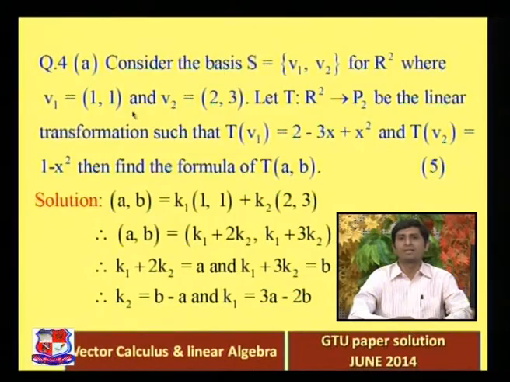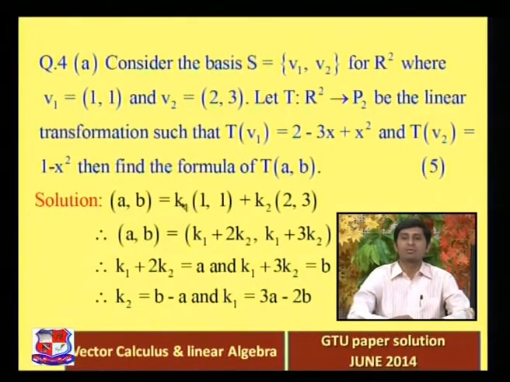Now you can see V1 and V2 are basis vectors for R2. That means what? By the definition of basis, any vector of R2 can be expressed as a linear combination of V1 and V2. So we are using that one. Let (a, b) belong to R2, right? So (a, b) can be expressed as a linear combination of V1 and V2.